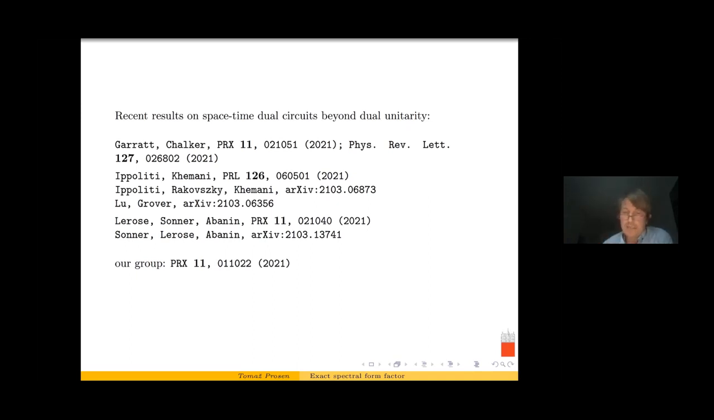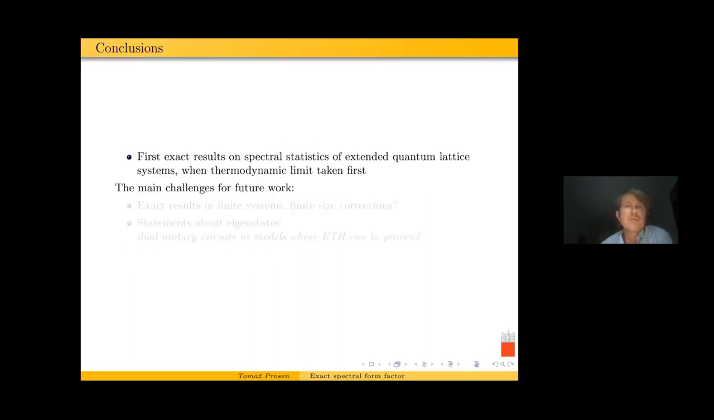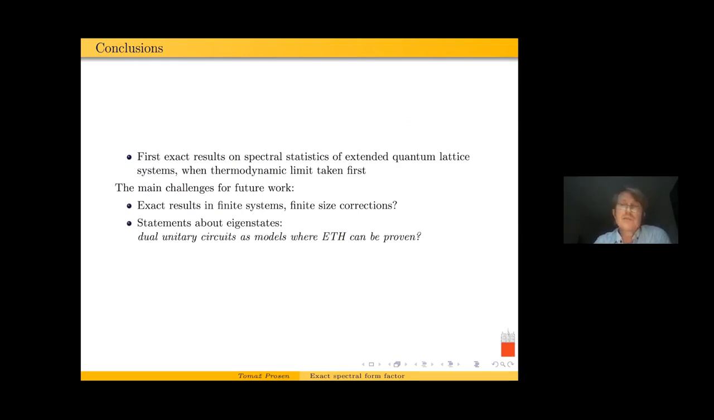So with that, I'm sorry, I had to rush so fast, I really underestimated what 20 minutes means. But still, I had just one point in my talk, which was to present these exciting results and the possibility of exact control of spectral correlations in some extended quantum lattice models.